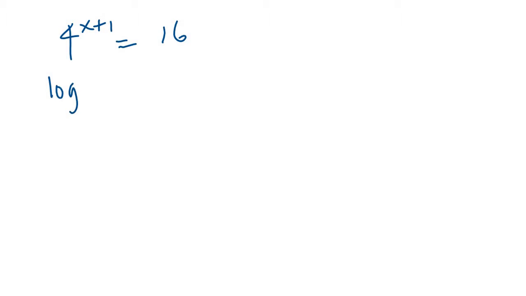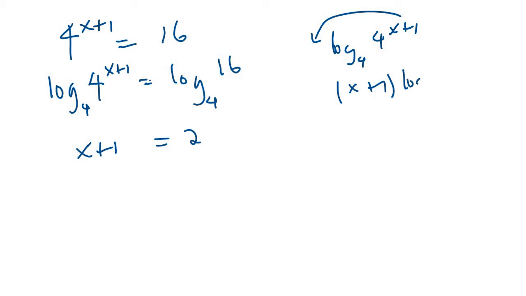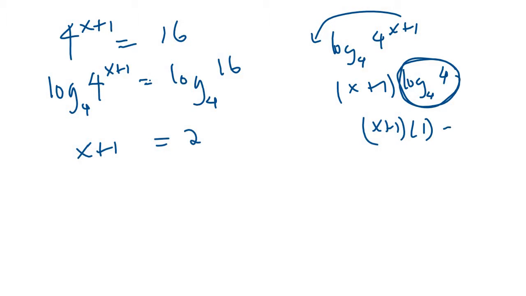So we can do log to base 4 of 4 to the power of x plus 1 equals log to base 4 of 16. Now the right side, log to base 4 of 16, is 2, because 4 to the power of 2 is 16. And the left side is just x plus 1, because I can bring the exponent x plus 1 to the front of the log, and log base 4 of 4 is 1, so x times 1 is just x plus 1.